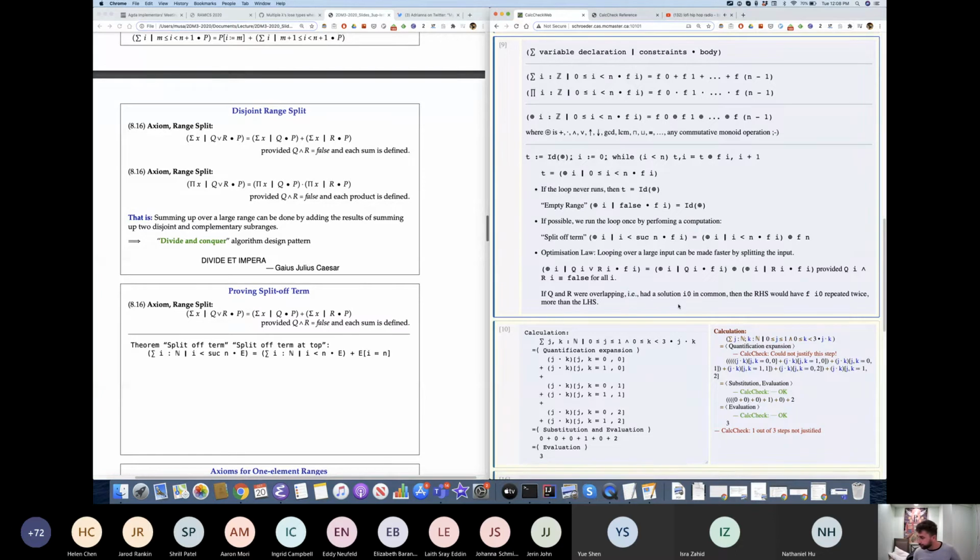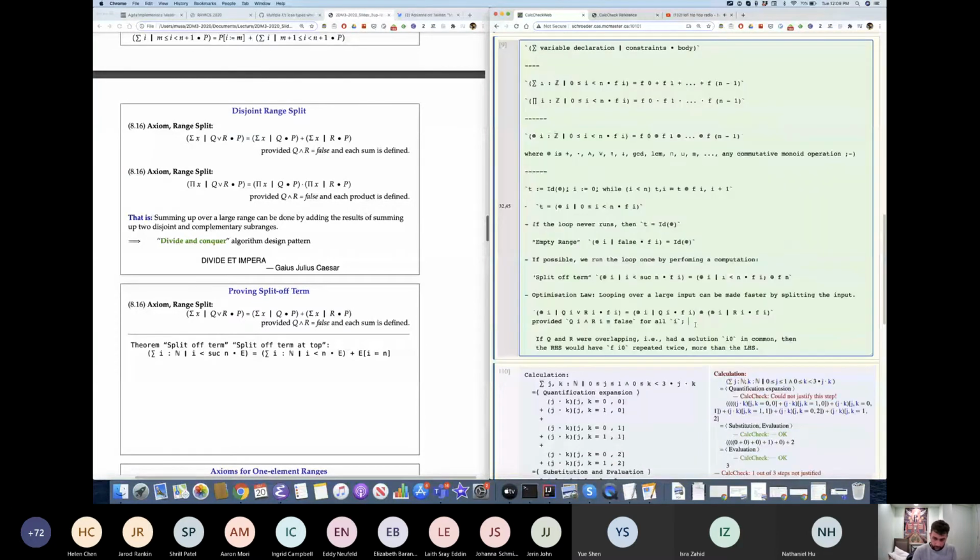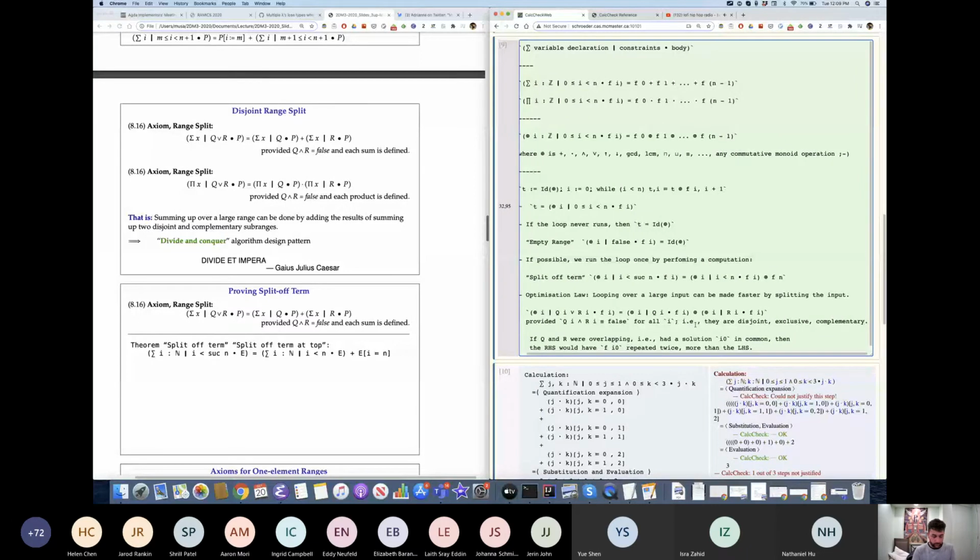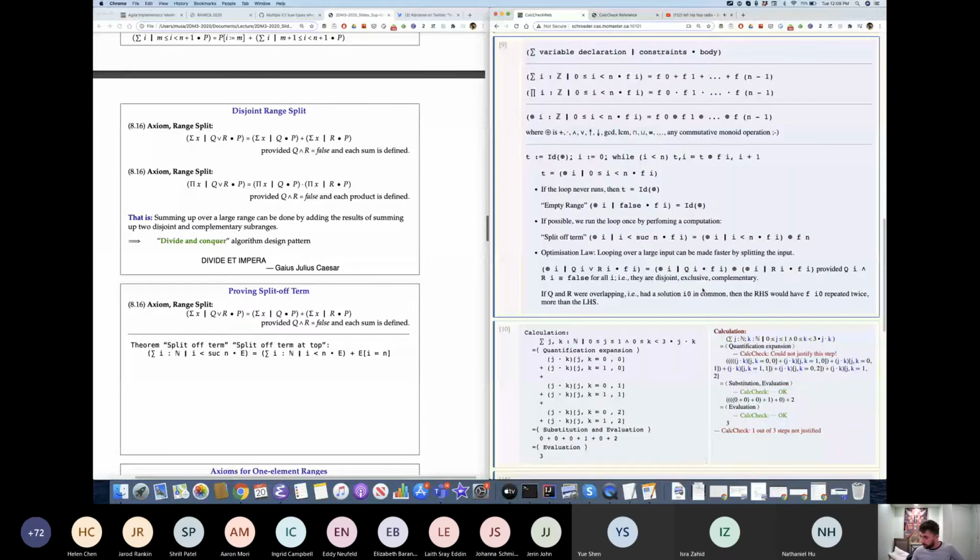Were there more questions? Yeah, so that's exactly what this says. They have to be exclusive. That's provided Qi and Ri are disjoint, exclusive, complementary. So that's what that part says over there. Okay, next.